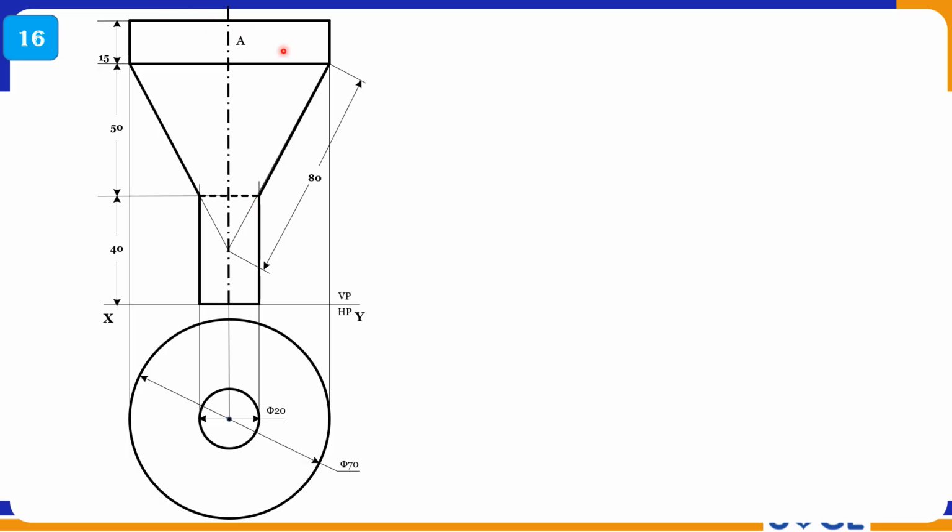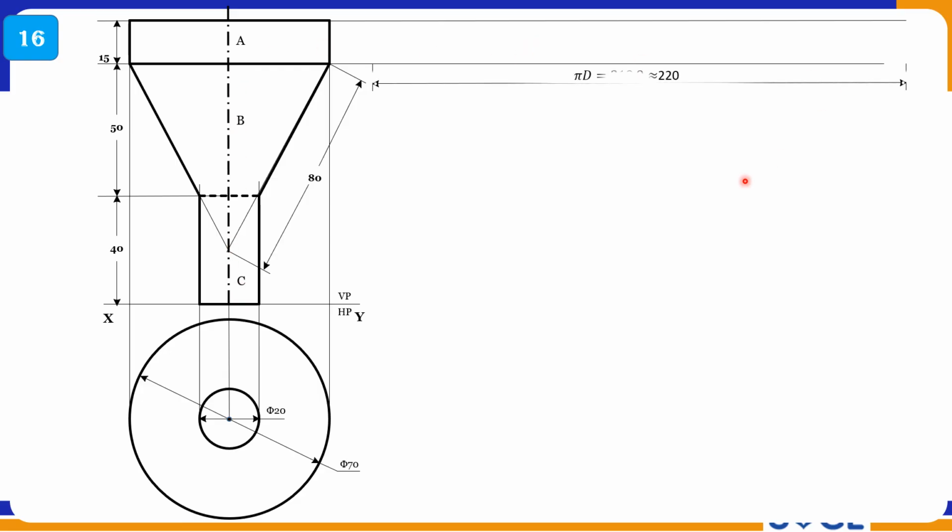And these two cylinders you can easily develop using the parallel line method, right? I have divided it into three pieces, A, B, C. A is the top cylinder and B is the tapered portion, C is my bottom cylinder. So I have named the three. Pi d I am getting 220 mm. So this is the first cylinder. It is a simple rectangle only, so no need to divide into any equal parts.